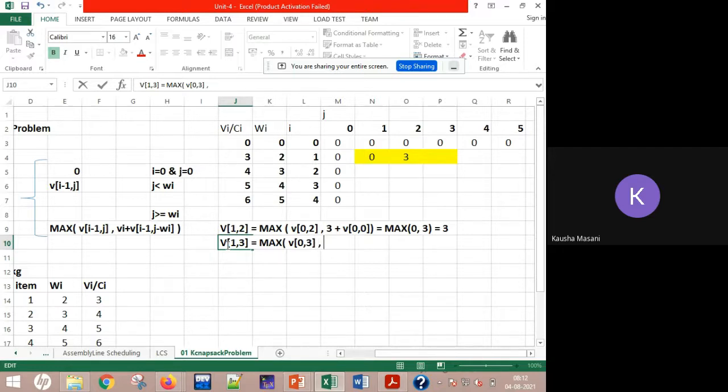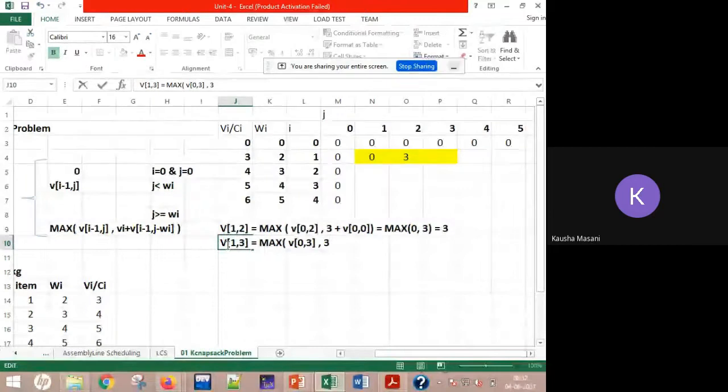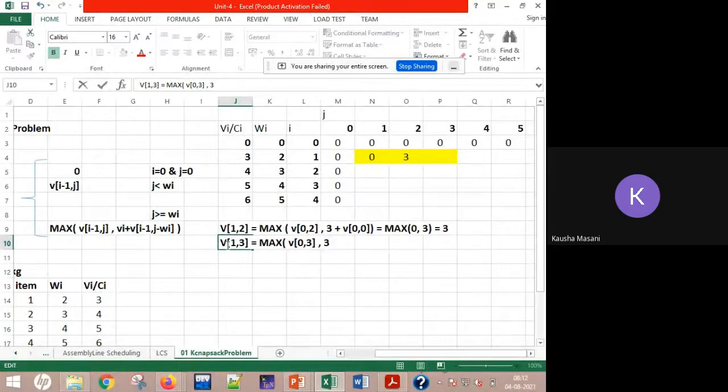Comma. What is V of I? Again 3. Value of ith item, not weight. Value of ith item. So that is 3 plus V of I minus 1, comma J minus WI. So I minus, what is my I? 1. 1 minus 1, that is 0, comma. What is my J value? 3. Weight is 2. So 3 minus 2. So that is 1.